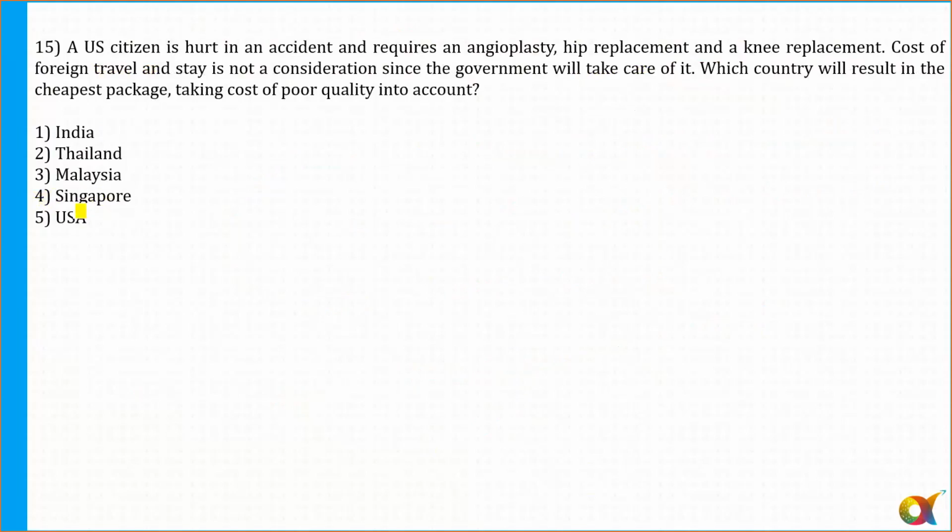Now 15 says, a US citizen is hurt in an accident and requires an angioplasty, hip replacement, and a knee replacement. So there are three things. Cost of foreign travel and stay is not a consideration since the government will take it. Which country will result in the cheapest package, taking cost of poor quality into account? So angioplasty, hip and knee.